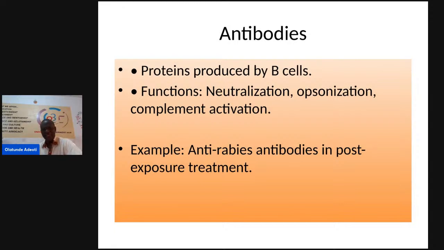Don't forget that this is just the introduction to immunology, and that's why we just mention all these as passing statements. Then complement activation. Apart from this, antibodies can also activate the complement system. So we will see all this as we go on.